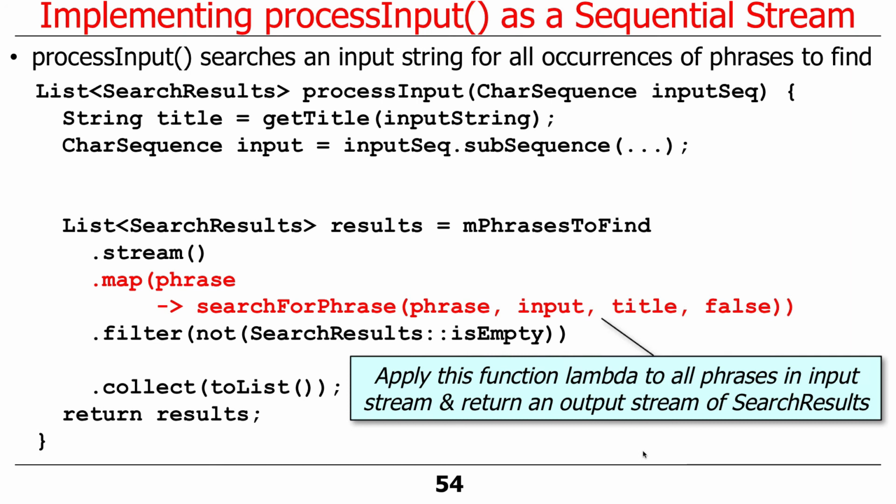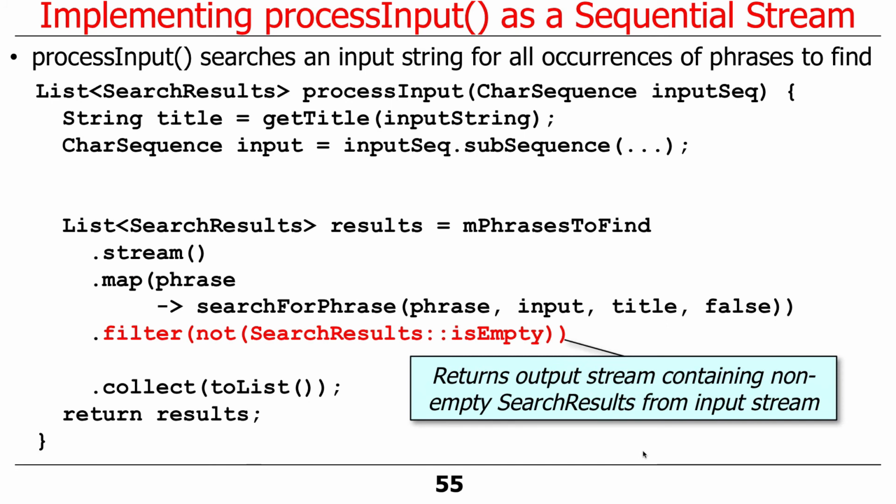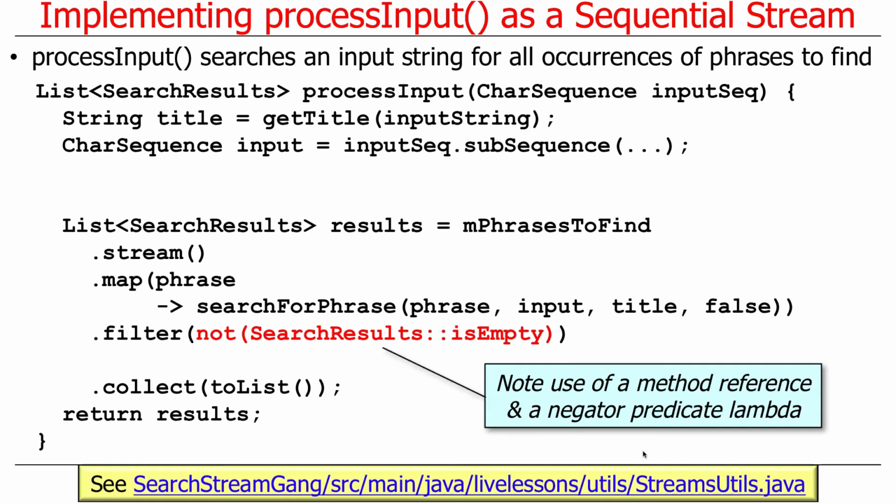So this takes in a list of phrases, or a stream of phrases. From map, you get back the search result object that comes back from searchForPhrase, and then we call filter to get rid of anything that's empty. Anything that's empty gets thrown away, so we only have non-empty search results. And notice, by the way, that this version uses a method reference and a negator predicate.